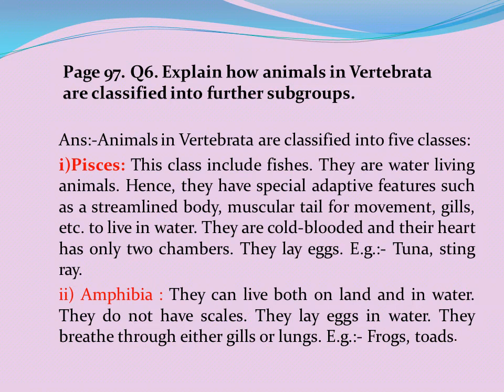They are cold-blooded and their heart has only 2 chambers. They lay eggs. Example: tuna, stingray. 2. Amphibia. They can live both on land and in water. They do not have scales. They lay eggs in water. They breathe through either gills or lungs. Example: frogs, toads.